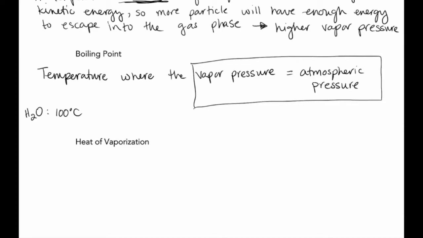I'll say it's the energy change associated with vaporization. There's some increase in energy associated with vaporizing, and that can depend on the substance, right? If it takes more energy to vaporize something, then that means we have a stronger intermolecular force. We'll look at this example for water.